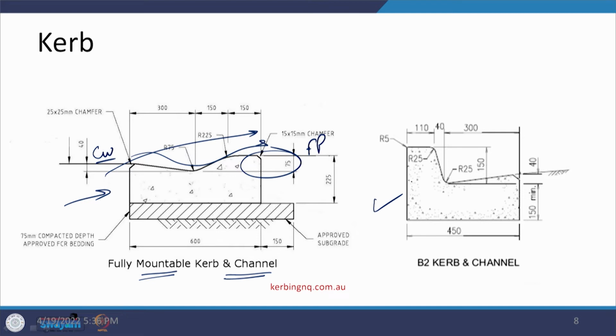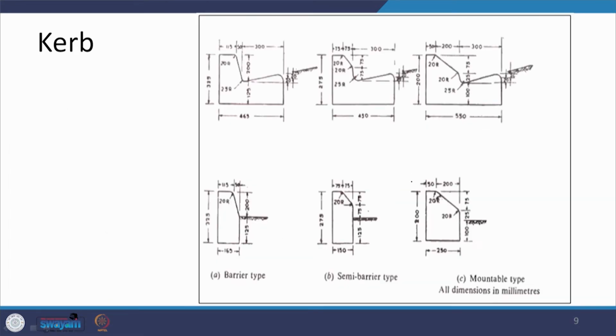So, let us look at what we are using in our conditions, and here we are defining and classifying them. So, we have three classes here. One is barrier type, another one is semi barrier type, and the third one is a mountable type. Let us look first at these vertical cases, and then we are going to look at these extension cases. In the vertical cases we do not have any channel. So, probably the drainage has been taken care of already.